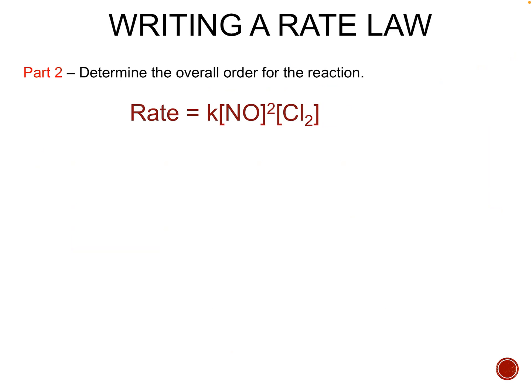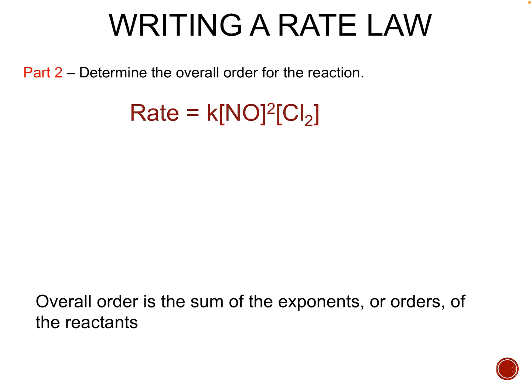So we did that. We wrote the rate law. There it is. Now we need to determine the overall order for the reaction. That's the easy part. Just add up the exponents. So we got a 2 there, we got a 1 there. So our overall order is 3. The reaction is third order. That's the easy part.